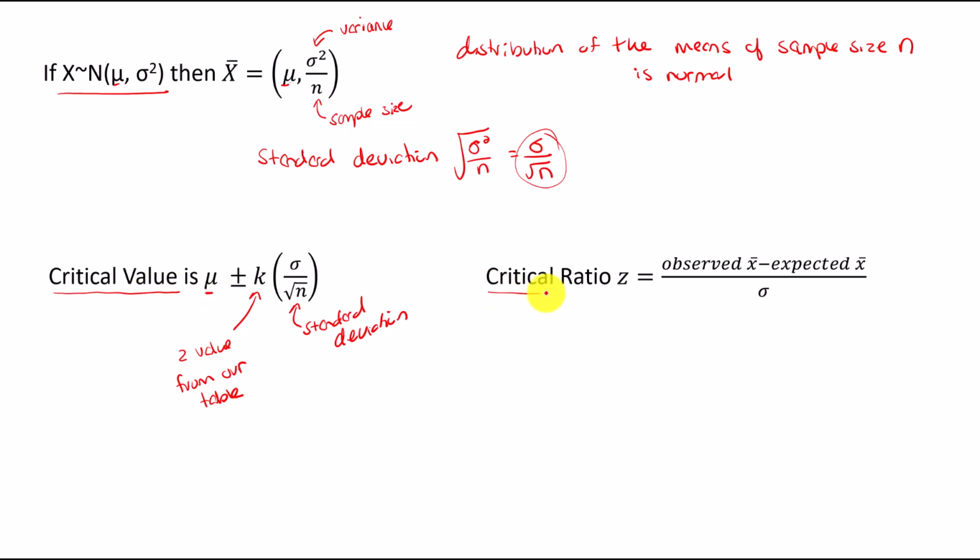Now, critical ratio, we find the z value that we're going to use by taking the observed mean. So lowercase x with a bar over it is the observed mean. So our mean of our sample minus the expected mean, the mean that we were given, which is mu, over just standard deviation. So this actually shouldn't say sigma. I think your notes are correct, but this should say standard deviation on the bottom. Okay, so those are the two formulas that we are going to be using. So now let's look at this.